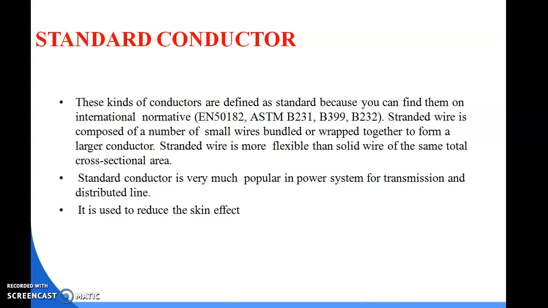Yeah, it is used to reduce the skin effect. What is skin effect? It is the tendency of an alternating current to concentrate near the surface of the conductor. That is known as skin effect. So the skin effect will be reduced by using this conductor, that is, standard conductors.